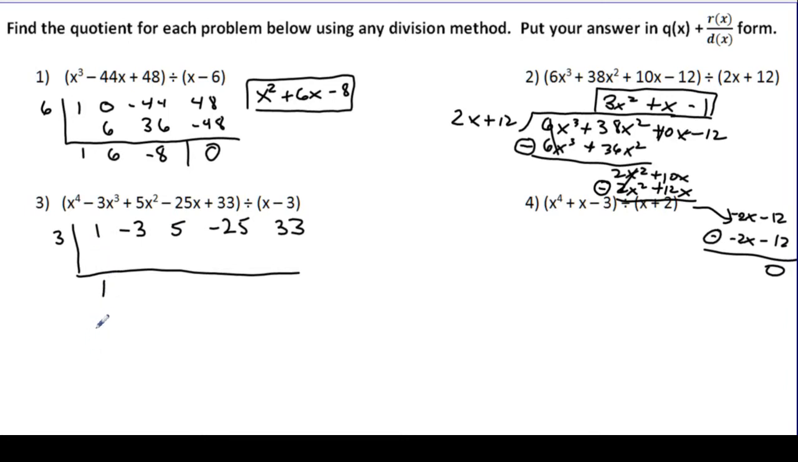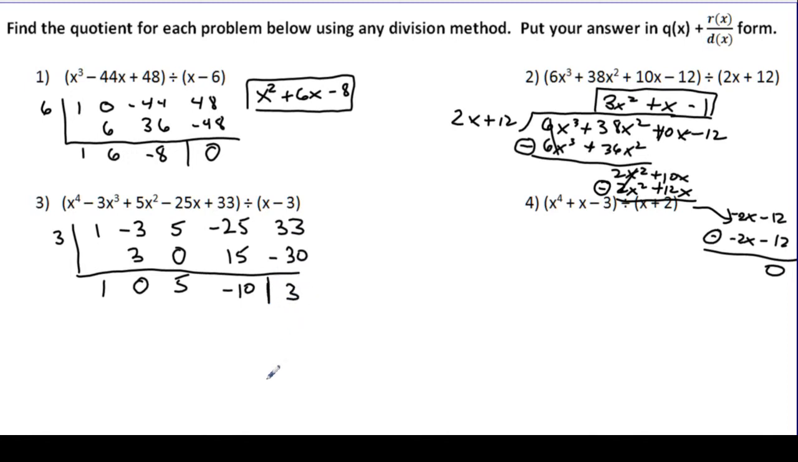Okay. So now I'm going to say 1. When I do my first multiplication, it looks like I get a 3. When I add down this column, I get a 0. 3 times 0 is 0. When I add down the third column, I get a 5. 3 times 5 is 15. Okay. Negative 25 and 15 is negative 10. Okay. 3 times negative 10 is negative 30. One more add. It looks like I got a 3.